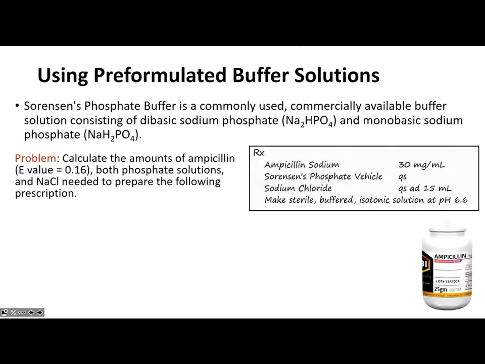So that active amount of drug, of ampicillin, needs to be combined in a buffered solution, and we're going to use Sorensen's to buffer the solution. It says use whatever you need to, and also add whatever amount of sodium chloride you need to make the final product isotonic. So buffer it and make it isotonic. Buffer with Sorensen's, isotonic, whatever needs to be done with sodium chloride.